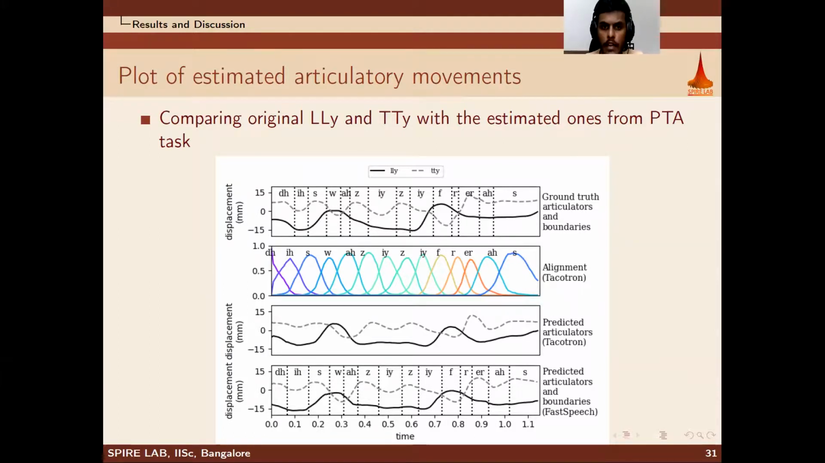Now we can see that the durations are quite similar in the FastSpeech case, whereas in Tacotron, it's a distribution and it can vary a bit and there's overlap between different phonemes. And also we can see that with FastSpeech, the trajectories are quite similar.